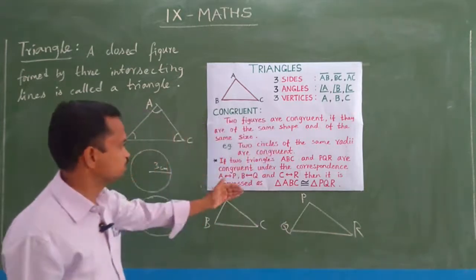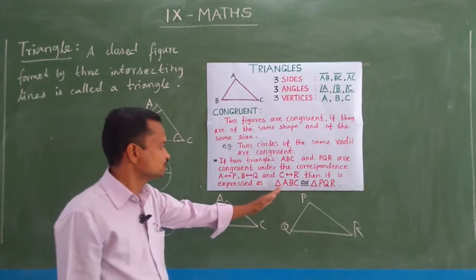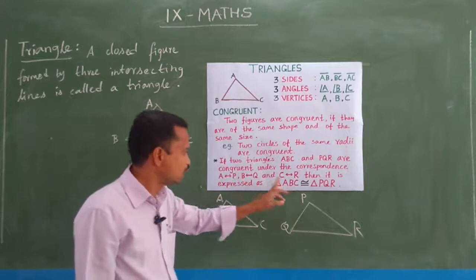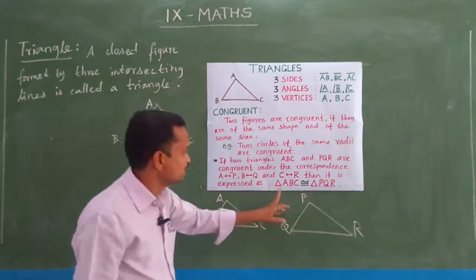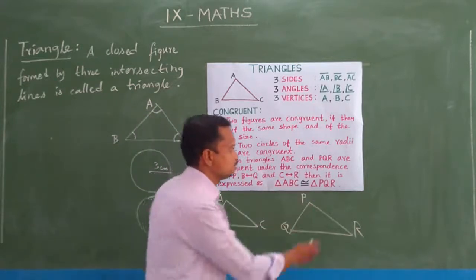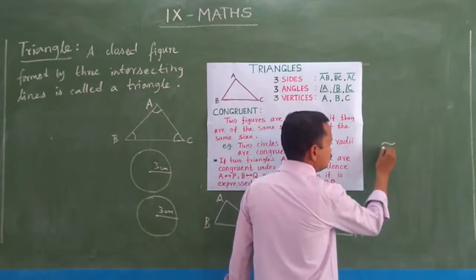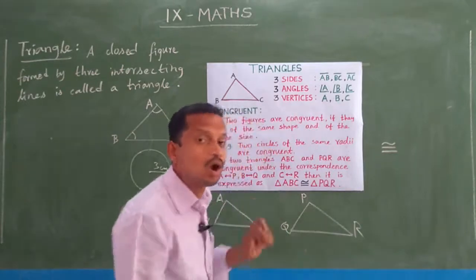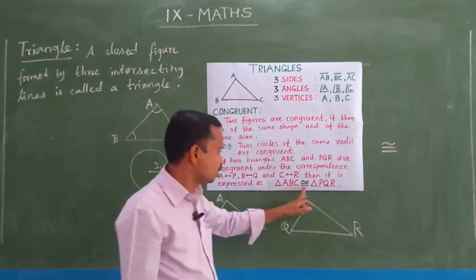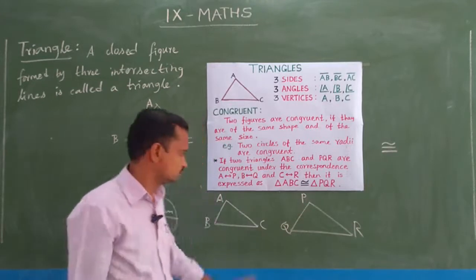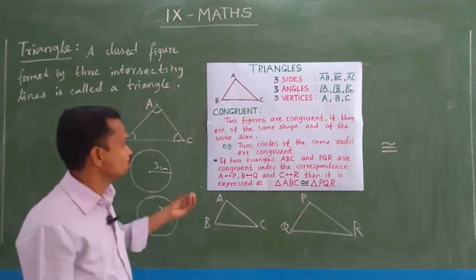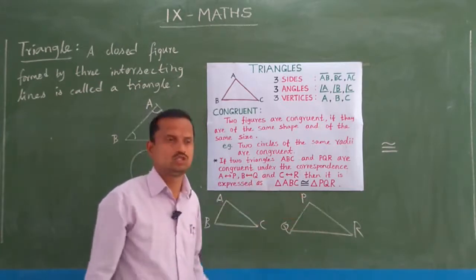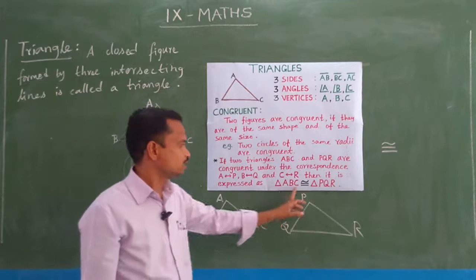Then symbolically we can express it. We are saying that the two triangles are congruent, and symbolically we represent it as triangle ABC, then this symbol, which represents congruent, then triangle PQR. So triangle ABC is congruent to triangle PQR. Clear? So for congruent triangles we write like this, for whichever two triangles are congruent.